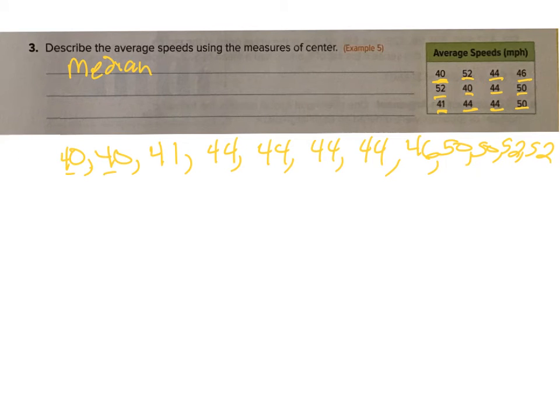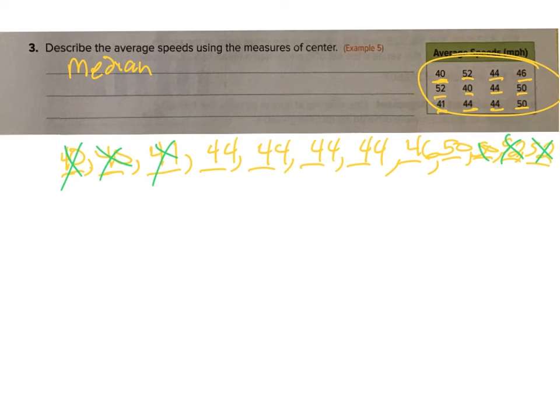Least to greatest. Now, I know I have 12 numbers here. I want to make sure I have 12 here. 1, 2, 3, 4, 5, 6, 7, 8, 9, 10, 11, 12. Okay, good. Now, I have to find the middle. So I'm going to take one off the end. Take another one. We're slowly working our way to the middle.